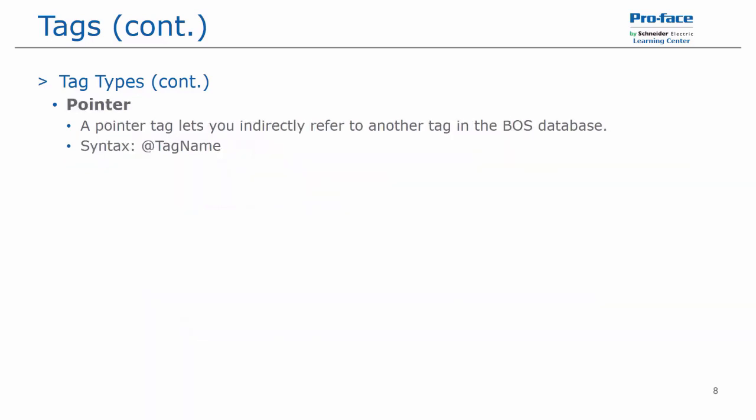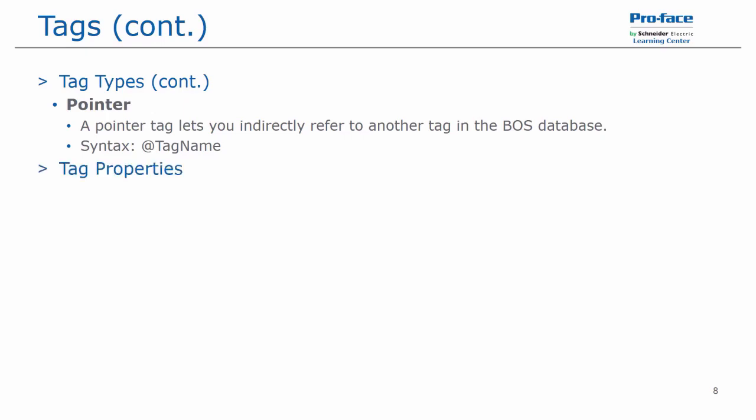And last but not least, we have pointer tags. And these are tags that allow you to indirectly reference another tag inside of the Blue Open Studio database. And the syntax is the @ sign and then the tag name. And essentially how this works is that pointer tag name is typically a string data type. So Blue Open Studio will look for the value of that tag as the tag name to look at in the database to get the value from.